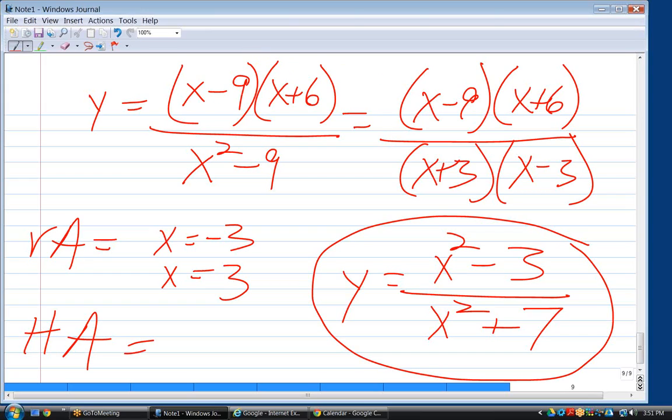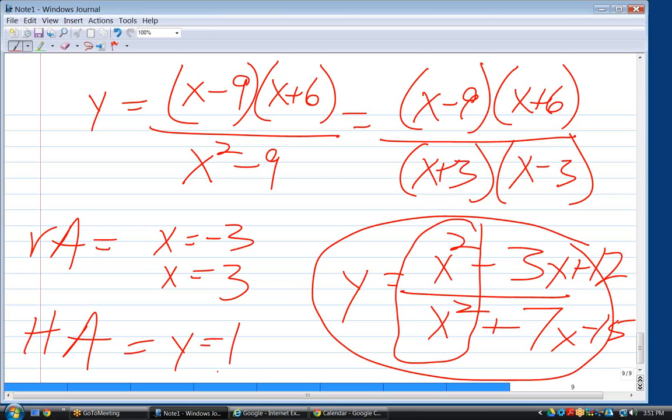If I multiply the numerators together, I have x squared. And it's only the highest degree that matters. In other words, it wouldn't matter if I had a 3x and a 7x with that, or a plus 12, or anything, minus 15. The only thing that affects the horizontal asymptote is the coefficients of this x squared term. And that horizontal asymptote is the ratio of those coefficients. So that's why it's y equals 1 in our problem.